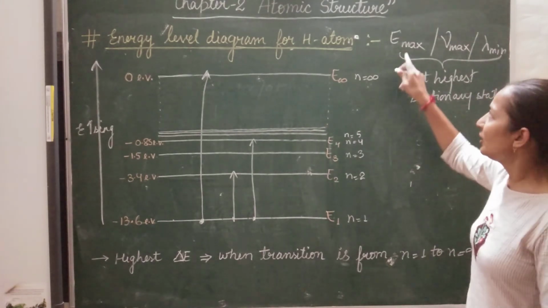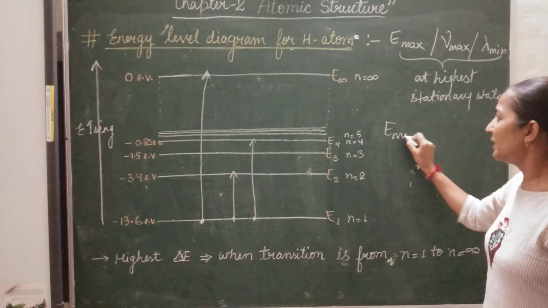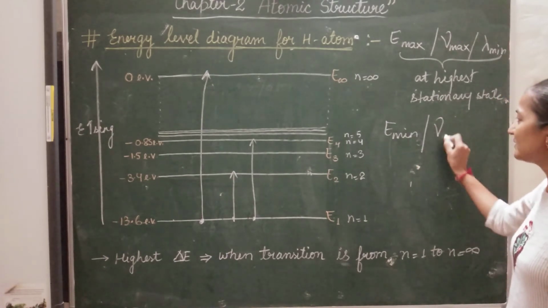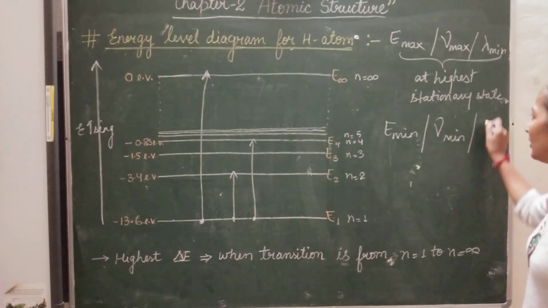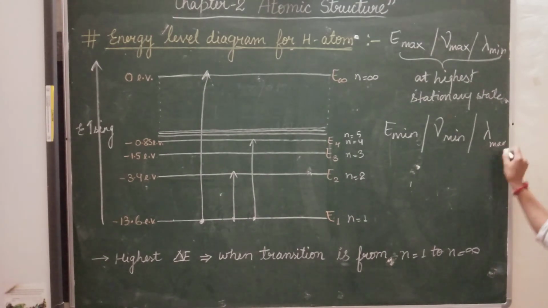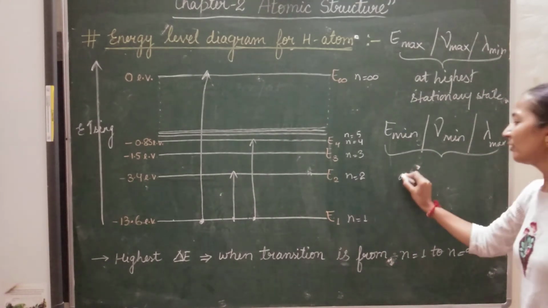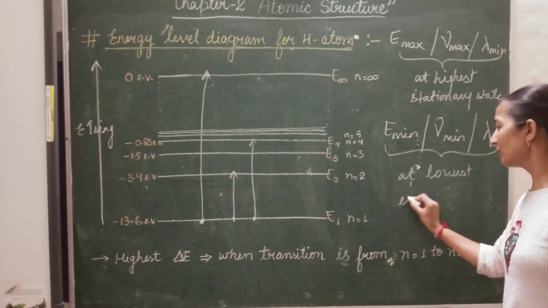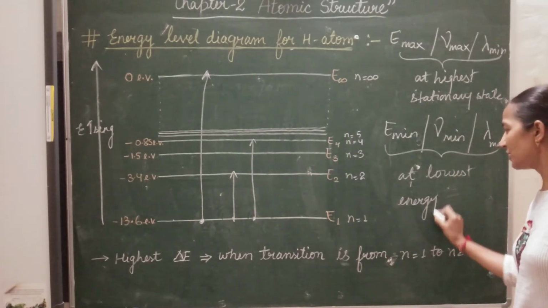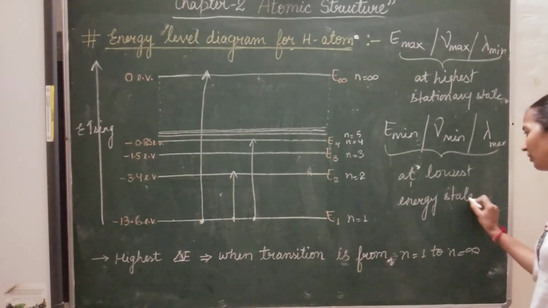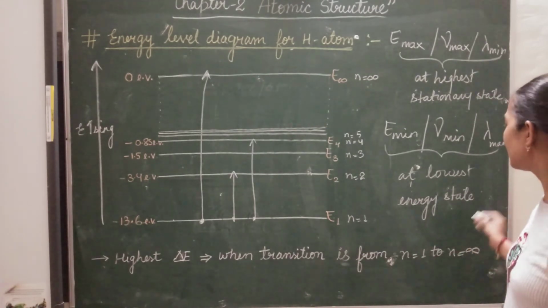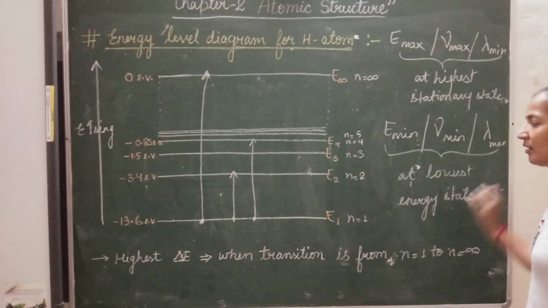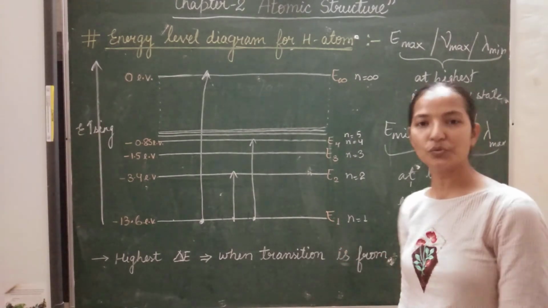And the value of energy will be minimum, the value of frequency will be minimum, and the value of wavelength will be maximum at the lowest energy state of the electron, or we can say at n is equals to 1.